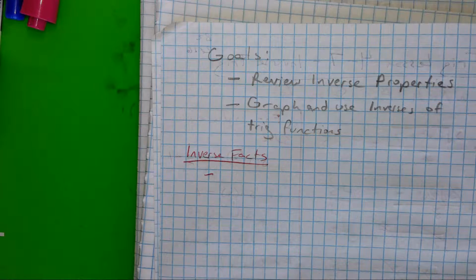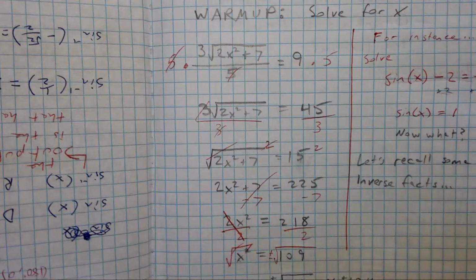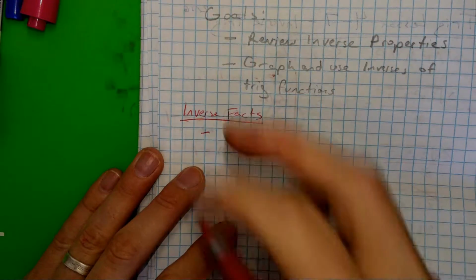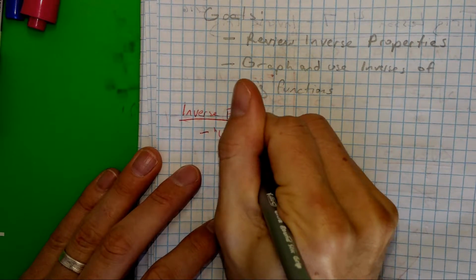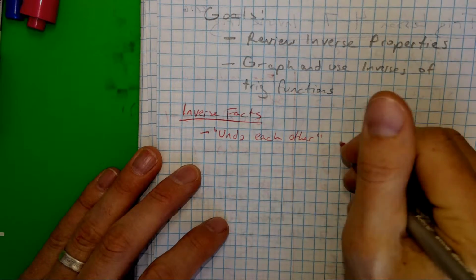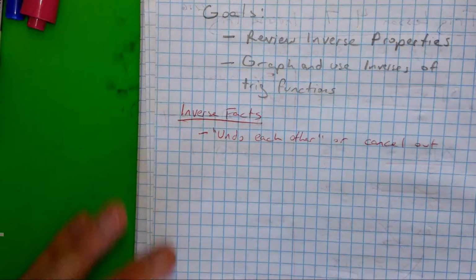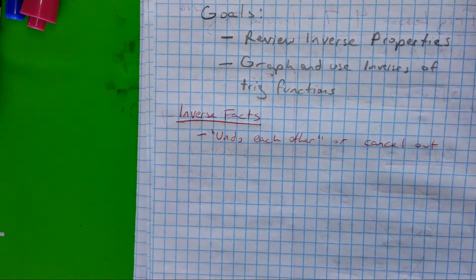Okay, so they're opposites. Okay, so they're things that undo each other, right? Like multiplying by 2 and dividing by 2, like in that equation that we just solved. Okay, so inverses undo each other, or they cancel each other out. Okay, so that's an important inverse fact. That's how we use inverses.